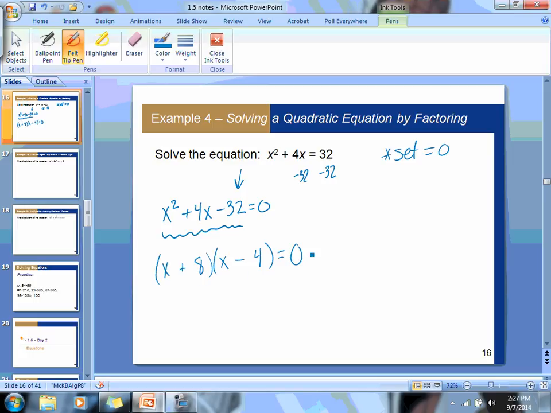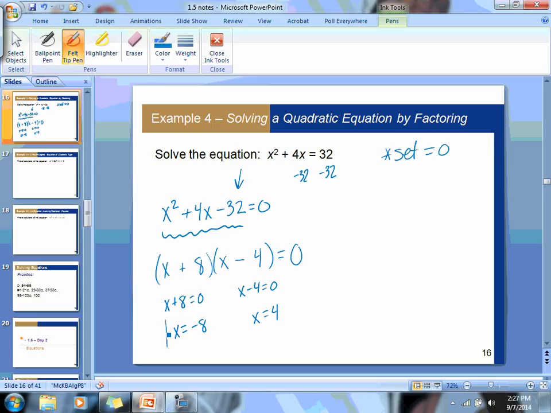Now notice I've set it all equal to 0 now. That's the only big difference between the factoring we've done earlier in the chapter and now that it's an equation. You've got to set it equal to 0. So then I take each little factor, each little parenthesis, and I set it equal to 0. That's the zero product property. And then I solve. So x equals negative 8 and x equals 4.